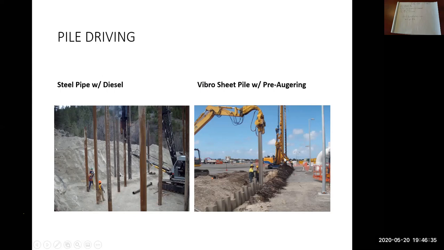This pre-augering, so that's what this machine is doing. The ground is so hard that this machine cannot pound the sheet into the ground. So the auger drills holes all the way along to loosen up the ground so that this excavator can pound these sheets into the ground.